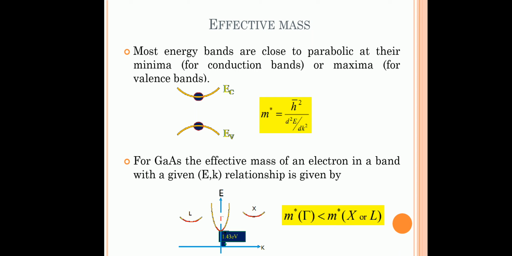So we can say that the effective mass is inversely related to the curvature of the Ek relationship. If the curvature is more, then the effective mass should be less. So we can say that m star of gamma should be less than m star of X or L. So that is the Ek relationship versus the effective mass. When the curvature of the Ek relationship is more, then the effective mass should be less. So for gallium arsenide, the effective mass of the gamma band, shown in the middle, is less than that of the X or L band.